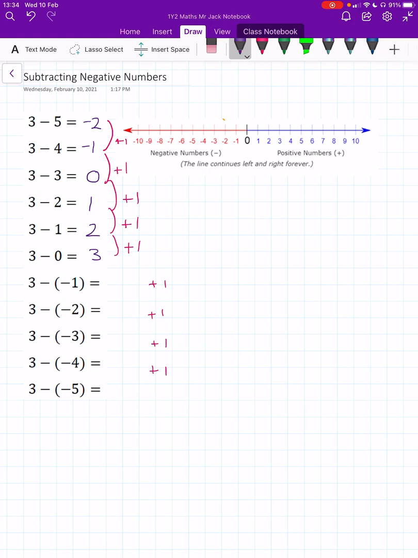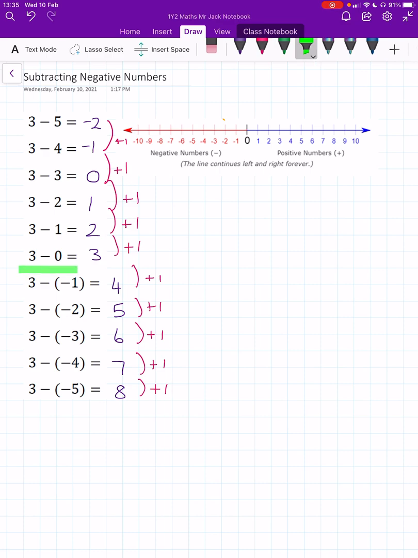So, what's 3 plus 1? 4. 4 plus 1 is 5. 5 plus 1 is 6. 6 plus 1 is 7. And then 7 plus 1 is 8, isn't it? So there we go. We've added 1 all the way down. Now, I'm going to take those away. We've just added 1, so that's plus 1, and that's plus 1, and that's plus 1, and that's plus 1, and that's plus 1. So we've just continued our pattern.